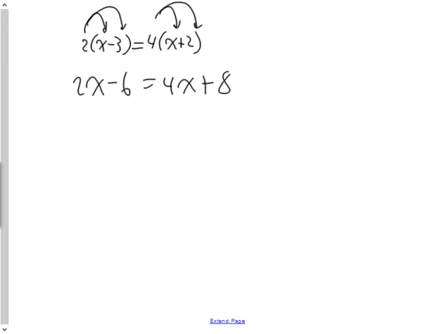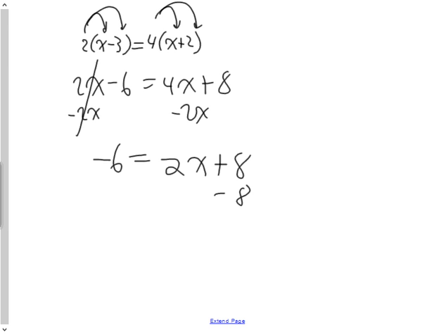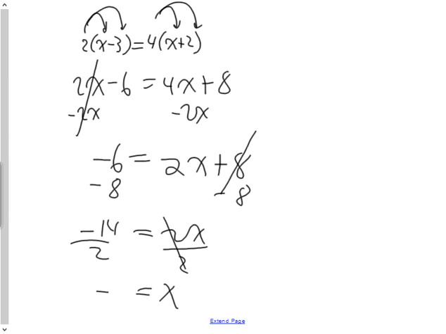Now remember, when you have variables on both sides of the equation, the first thing you have to do is get rid of it from the side that has the least amount. So I'm simply going to subtract 2x from both sides, because algebraically, whatever you do to one side, if you do to the other, you maintain equality. That's going to be negative 6 equals 2x plus 8. Get rid of your plus 8 now, because we're working towards isolating for x. 2x will equal negative 14. Divide both sides by the coefficient, and x will equal negative 7.